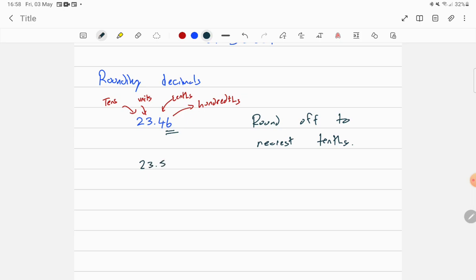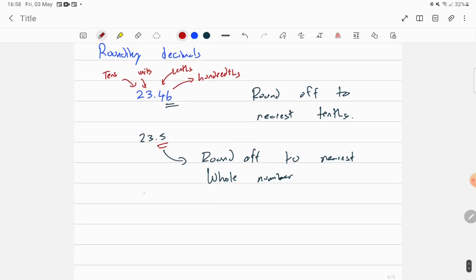And if you were asked to round off to the nearest whole number, then again we would look at 23.5. We look at the unit, because the unit needs to either change or remain the same. So if you were to round off to the nearest whole number, we would have a look at the decimal. This is also 5 and above, so that would give us 24.